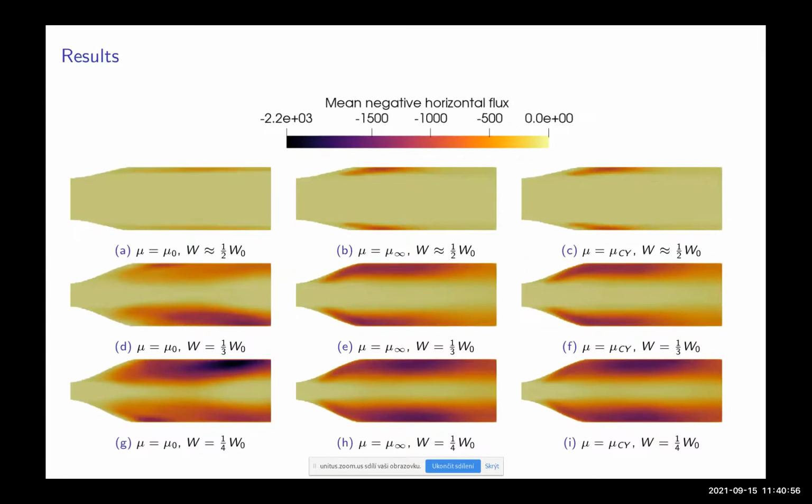The other quantity we were interested in is the backflow, or the negative horizontal flux behind the stenosis. In this visualization, you can only see the area of interest, so from the stenosis on. And here we can see that even for the least severe stenosis, the model with limit viscosity n0 provided underestimated values for the backflow, while again, the 2 other models provide quite similar results.